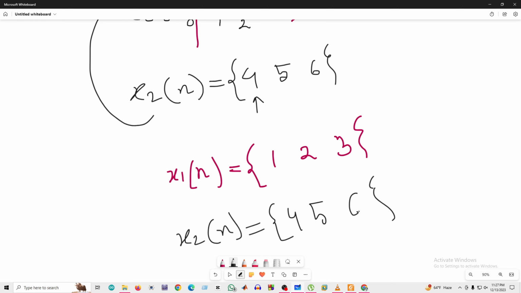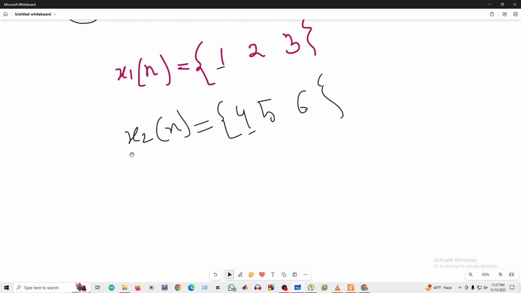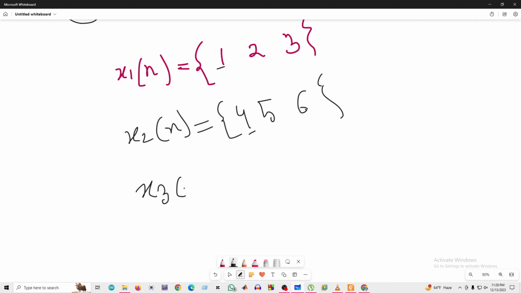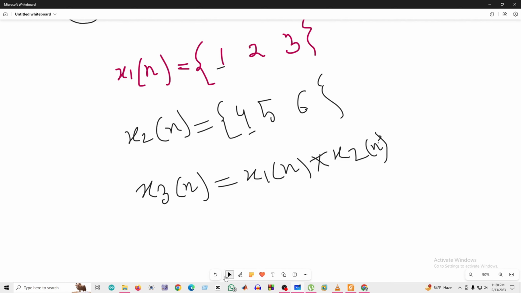So this is your center, that is n equal to 0. This point is your n equal to 0. Now if you want to do the convolution, it is very straightforward. Let's say you have a new signal x3 of n, which is nothing but x1 of n convolved with x2 of n. So this convolution is basically linear convolution.